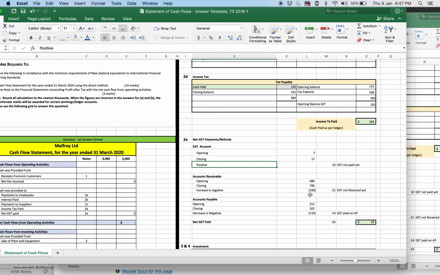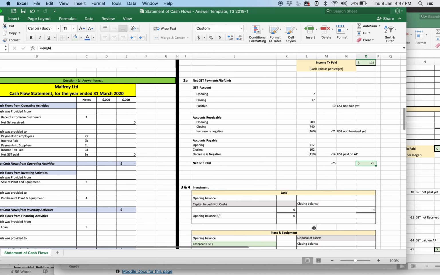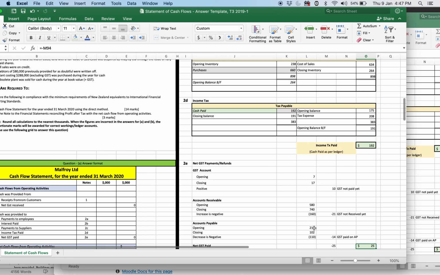Right, accounts receivable. These people, it's increased. What people owe us, therefore they haven't paid us the GST. Their accounts payable, because we've paid more, the closing balance is lower. We've paid off about $100,000 worth of accounts payable, which is $14,000. So really, our net cash flow from GST is $25,000 out. Okay, so that's what we've got there.